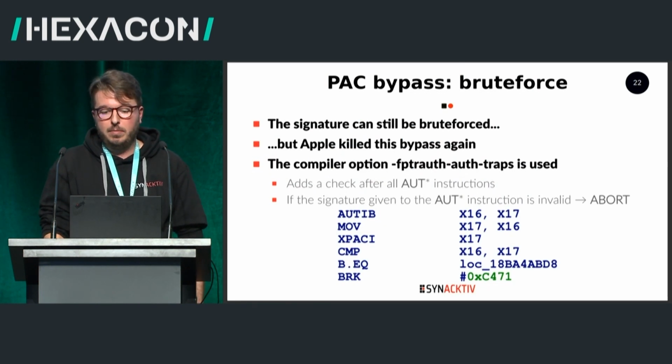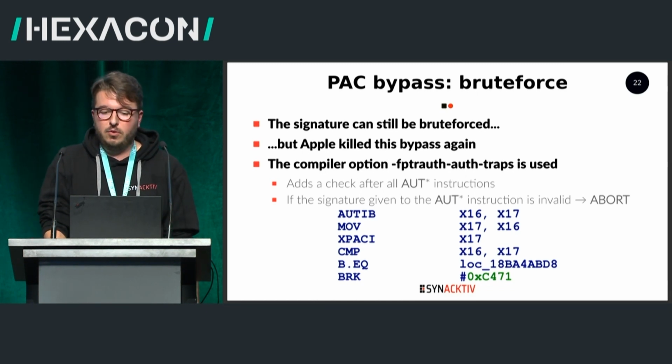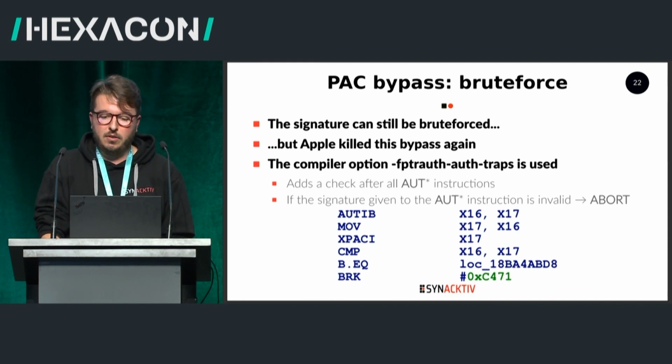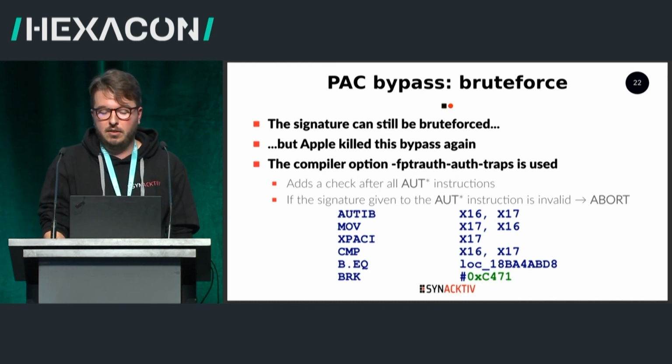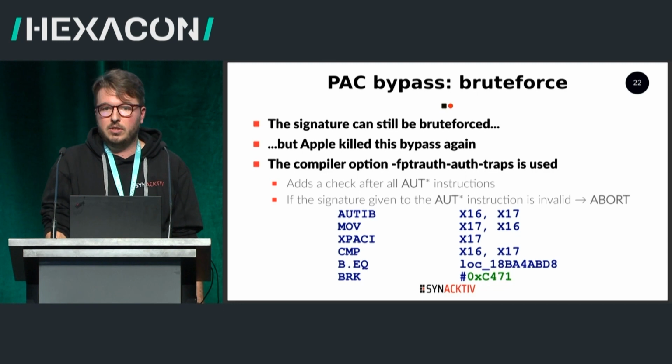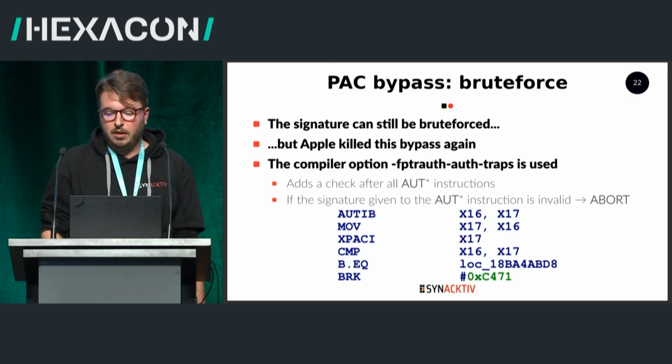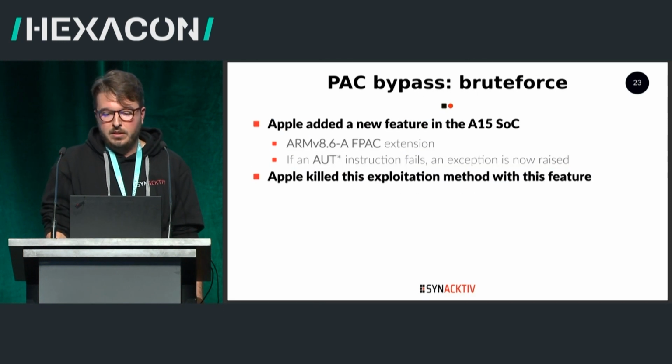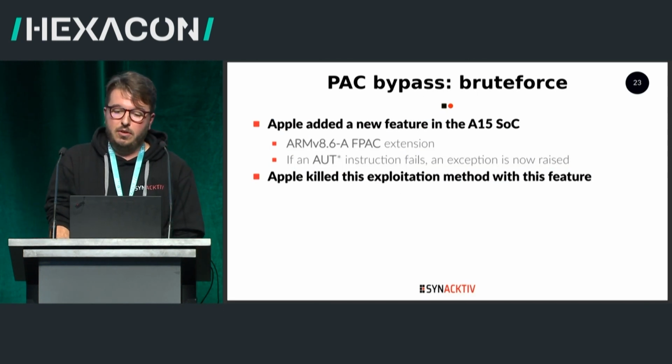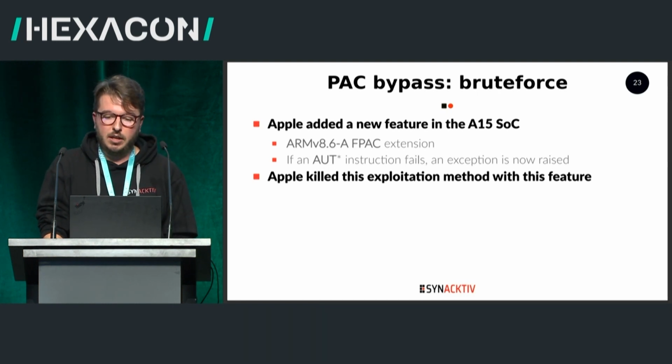But one bypass was still possible. Attackers could still brute force the signature of pointers, but again, Apple killed this method. Now the compiler option -fptrauth-auth-traps is used, and with this option, a check is added after every aut instruction. And if the signature given to an aut instruction is invalid, then the process crashes. And since the A15 processor, Apple totally killed this kind of bypass, because now if an aut instruction fails, then the processor raises an exception.